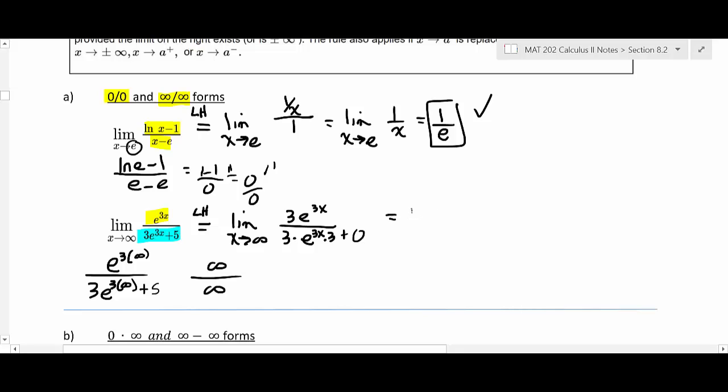I'm fine with that. So you would have the limit as x goes to infinity of 3e to the 3x over 9e to the 3x now. So what happens? Those cancel out. It looks like you get the limit of 1/3. You can reduce that fraction down, so what's the answer?